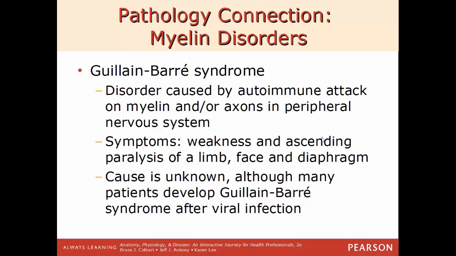It's a disorder that's caused by an autoimmune attack on the myelin and on the axons in the peripheral nervous system. Some common symptoms: weakness in the limbs, face, and diaphragm. And one of the key indicating factors of Guillain-Barré is the ascending paralysis. You lose function starting in your feet and your lower legs, and that paralysis will eventually get higher and higher up in the body until it reaches the diaphragm, where it can be very serious. The cause of Guillain-Barré is unknown, but many patients who develop Guillain-Barré develop it after having a viral infection.